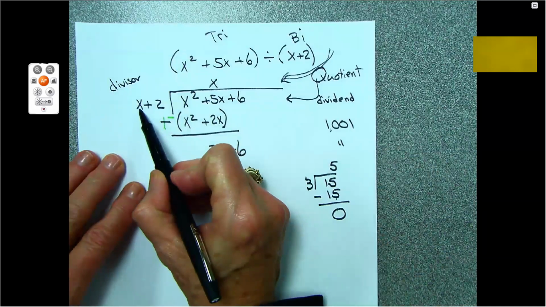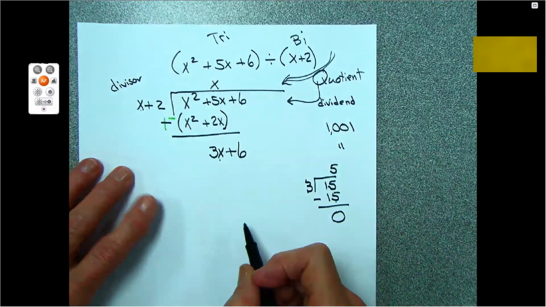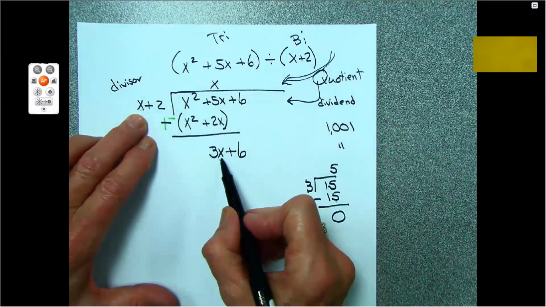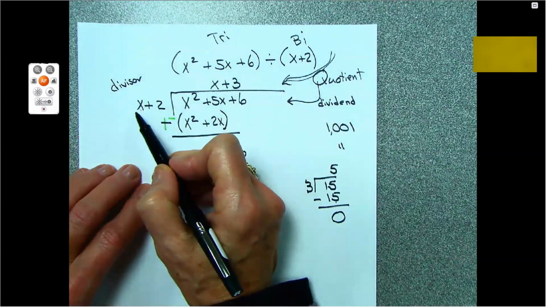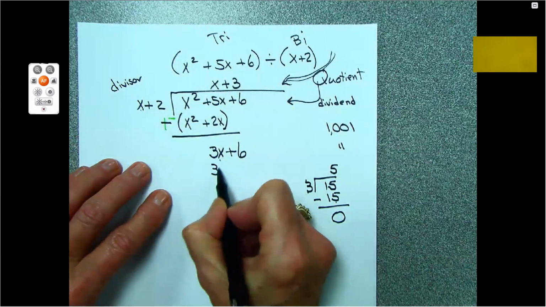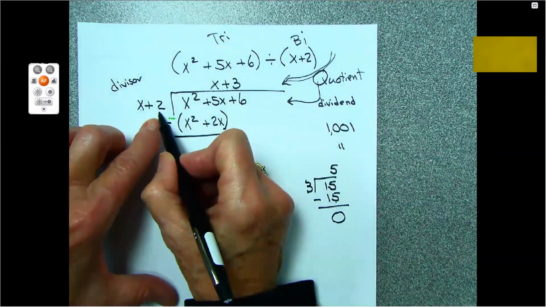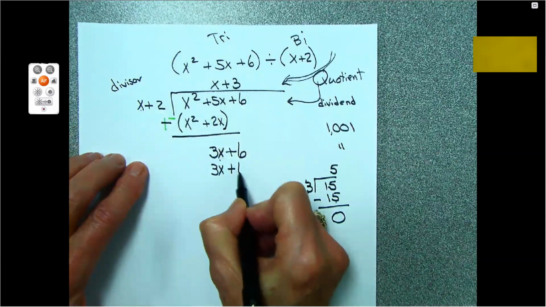And x squared goes into 3x how many times? X times what would give you 3x? 3. 3 times x is 3x. 3 times positive 2 is 6.